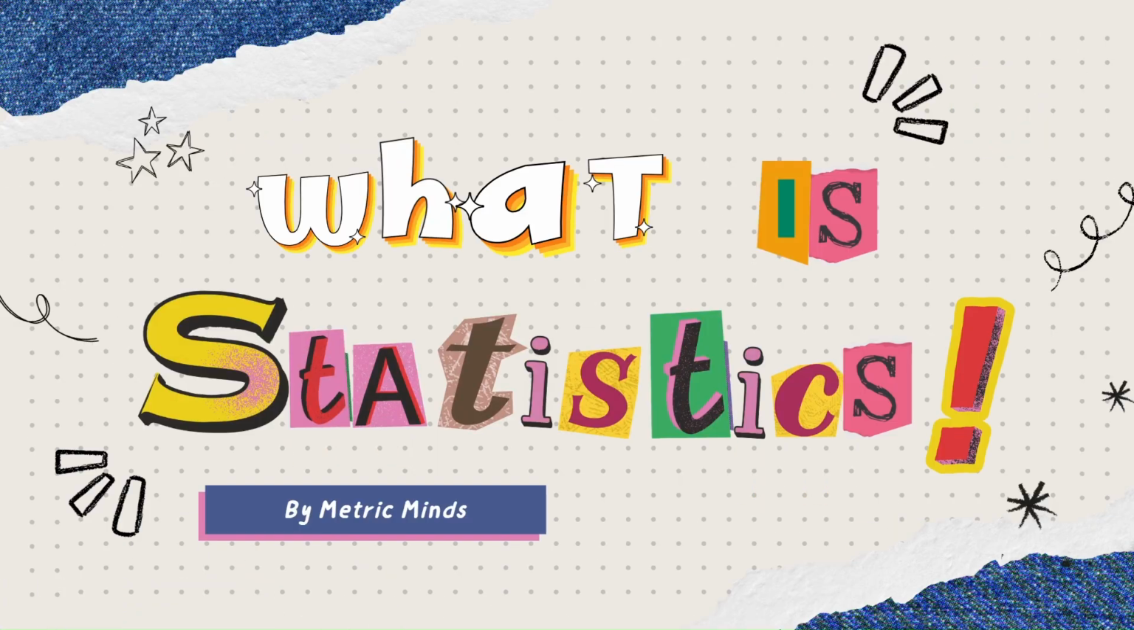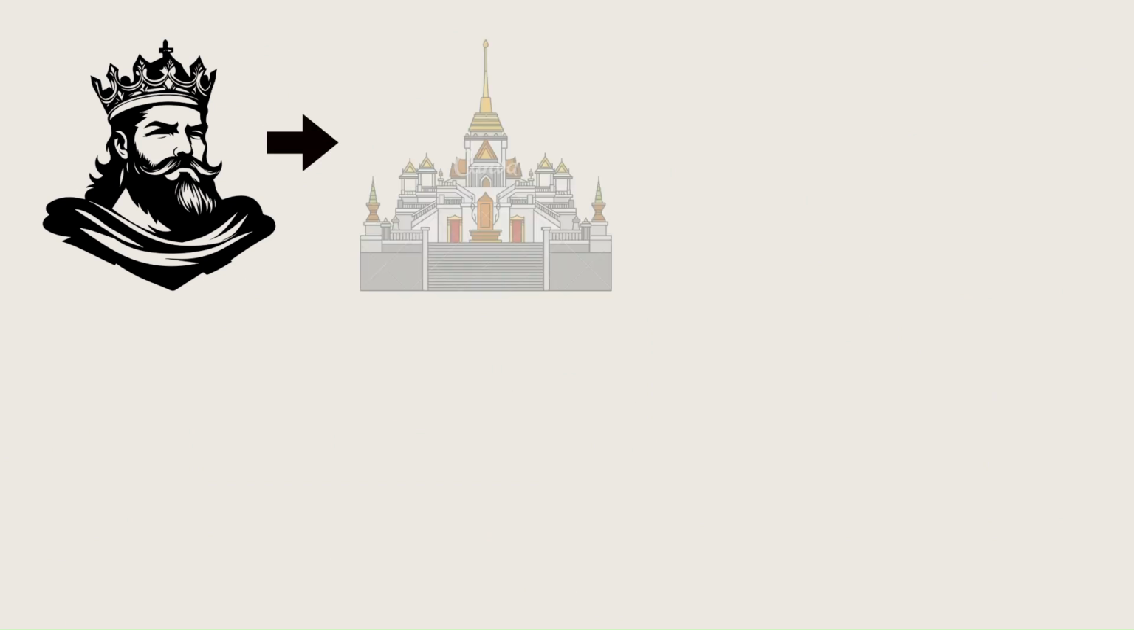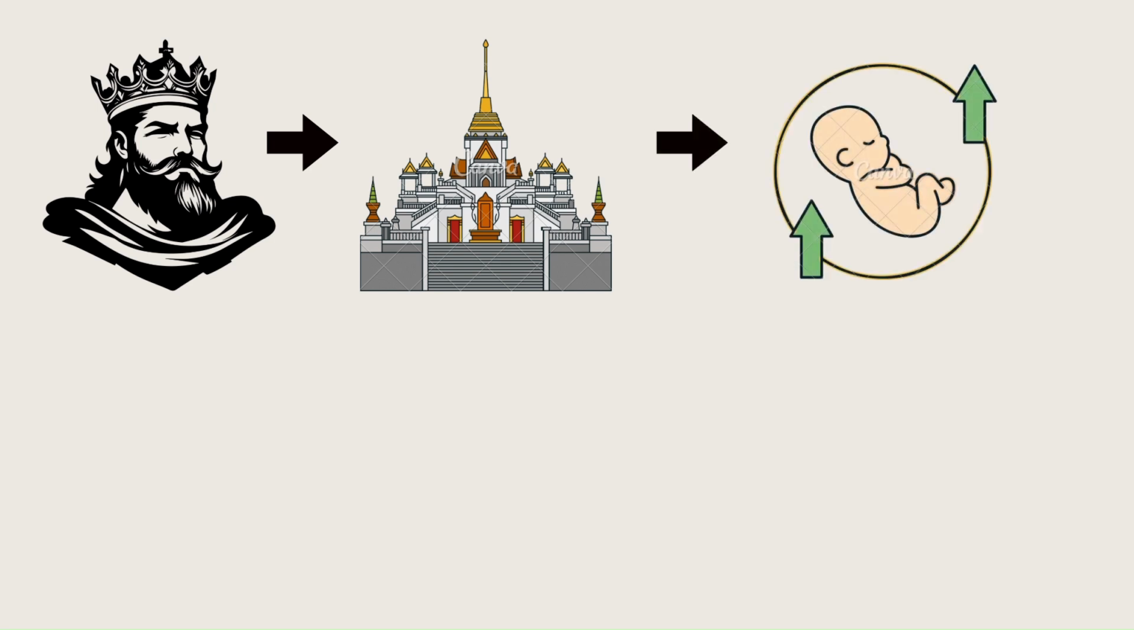What is statistics? Before jumping into the definition, we'll look through an example for better understanding. We have a king here, and he has a beautiful kingdom. Now, the king needs to know whether his kingdom is safe and healthy or not. For that, he needs to find the birth and death rate of his kingdom.